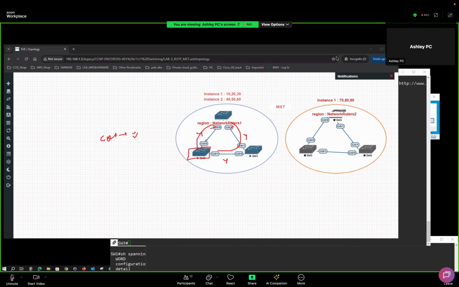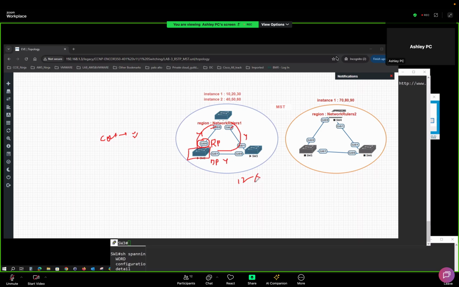Now coming to that, this port cost is going to show that from this interface, the cost is 4. From this interface, the port cost is 8. That's why this port is going to take the role of an RP, and this port is going to take the role of a DP. Right? But coming to the cost calculation, what is the total cost? We are going to do 4 plus 4 plus 4, 12, in one direction only.